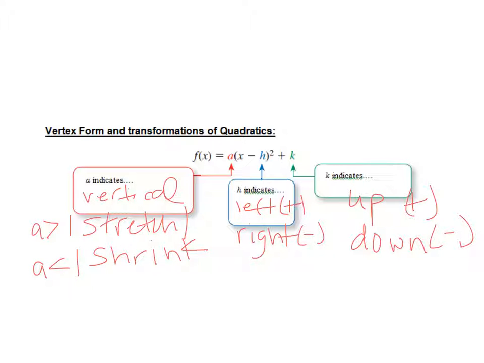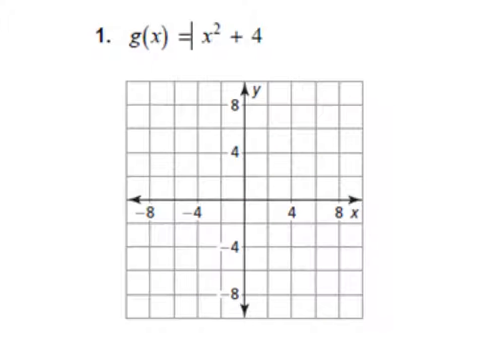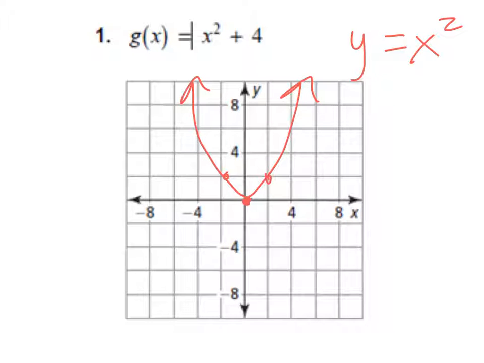Alright, let's look at some examples. So the first thing we want to do is to go ahead and graph our parent function. And of course our quadratic parent function is just y equals x squared, which is always going to have its first point at our origin. And then it goes up from here. This will look something like this.